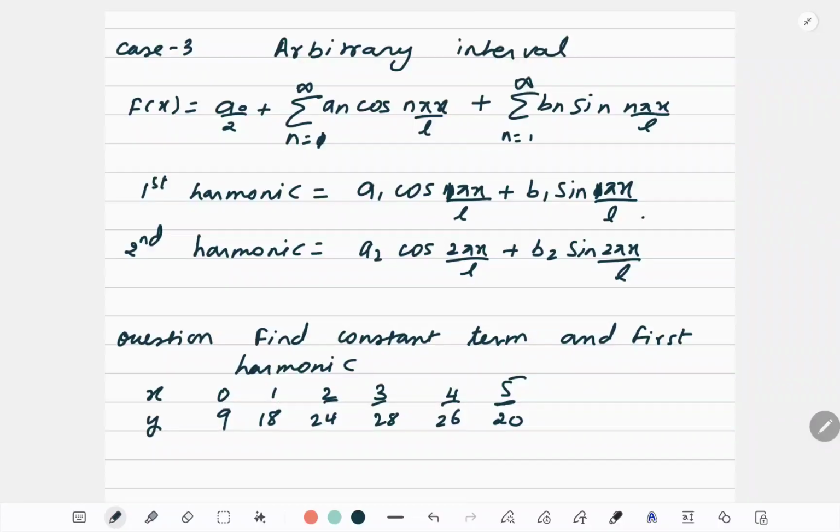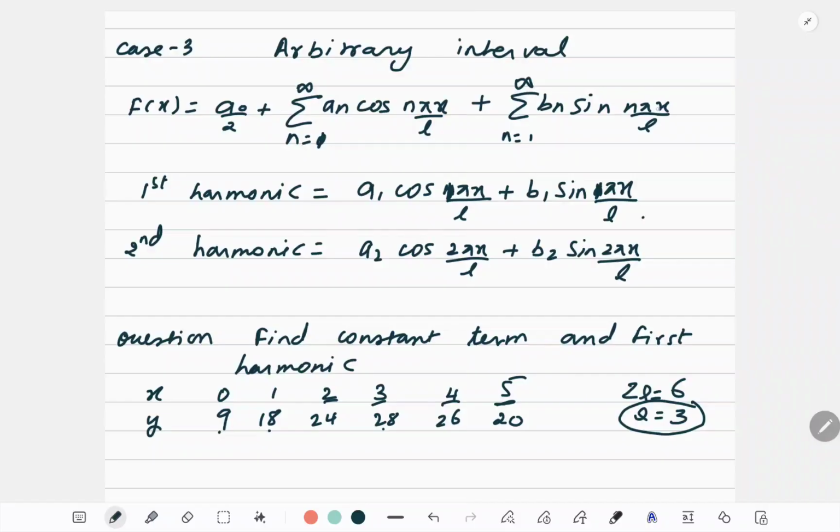So this is called the arbitrary period. Now when I am talking about arbitrary periods, the very first step you need to see is what is the length, what is the interval. So how many values are given? 1, 2, 3, 4, 5, 6. 6 values are given, means 2L is equal to 6. Okay, so L is equal to 3. So this is how you have to find it out.